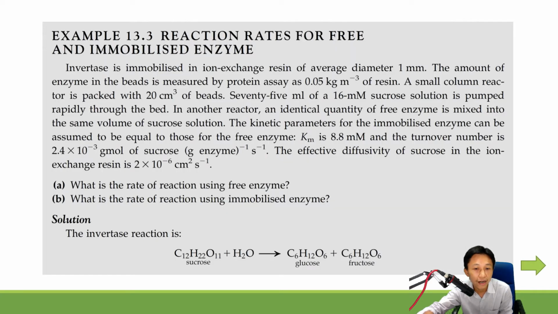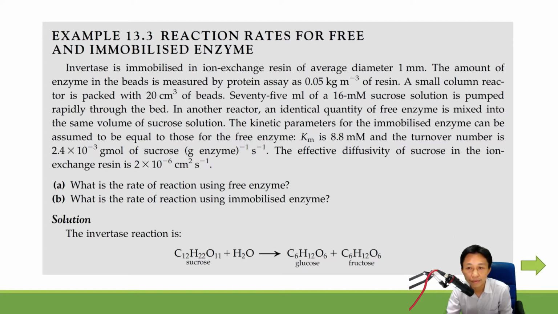And again, this is an immobilized enzyme. Invertase is immobilized. This is the name of the enzyme. It is immobilized in anionic resin. The average diameter, the bead is a sphere of 1 millimeter. The amount of enzyme inside the bead is measured by protein assay. Okay, we can measure the protein concentration of the resin.